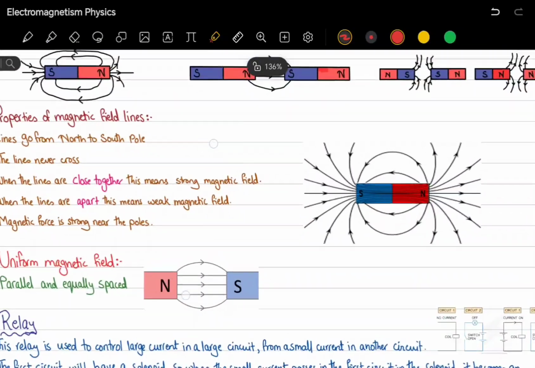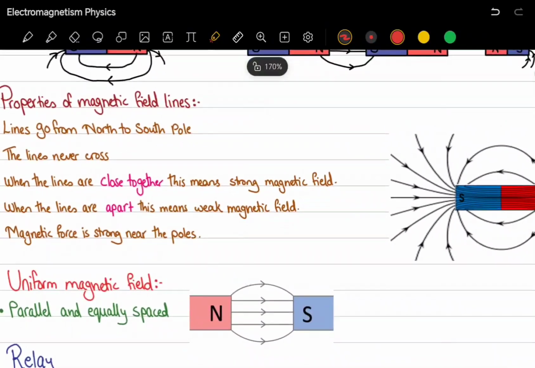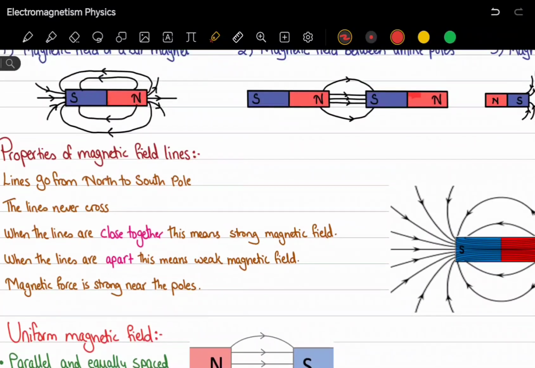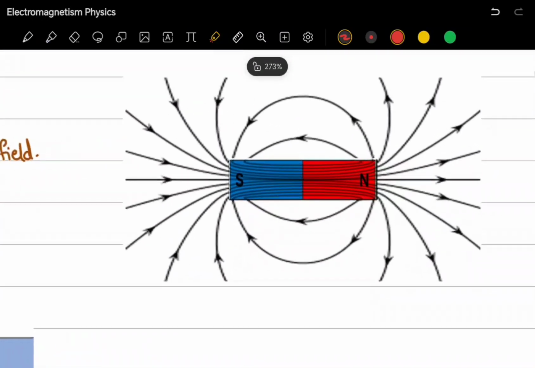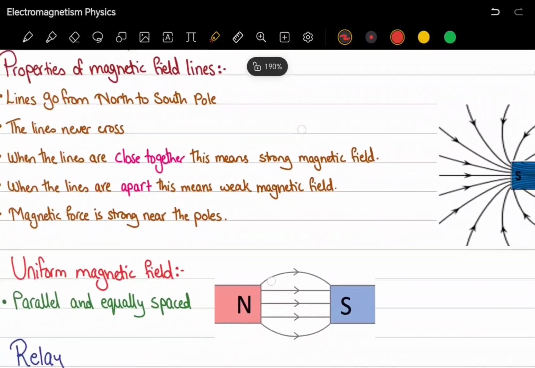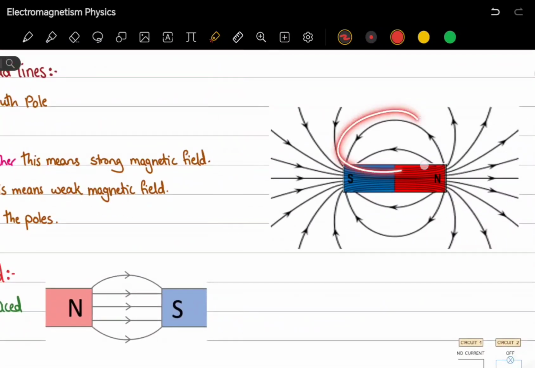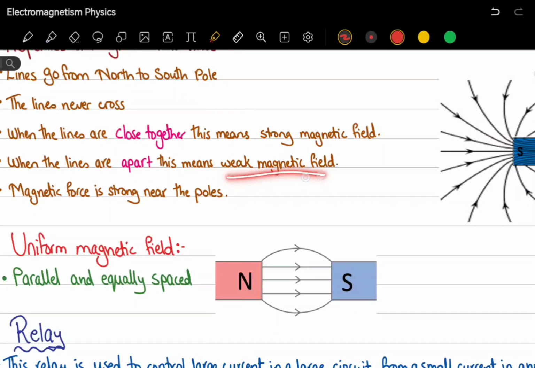Properties of magnetic field lines. Always remember that the lines go from the north pole to the south pole, and whenever you're drawing the magnetic field lines, make sure that the lines will never cross. When the lines are closer together, this will indicate that we have a strong magnetic field. So in this case, as you can see, we have here a very strong magnetic field. Why? Because the magnetic field lines are very close together compared to here. Then, when the lines are far apart from each other, this will indicate that we have a weak magnetic field.